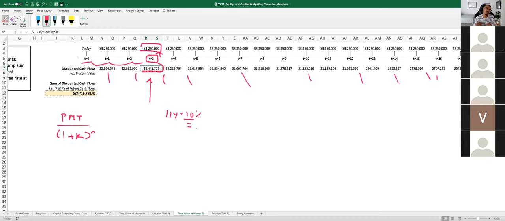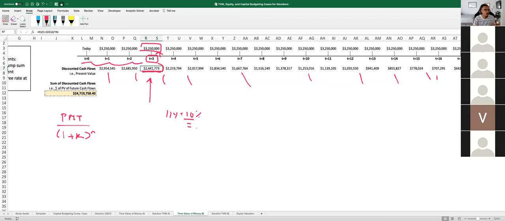So technically, what this is telling you is that you don't necessarily need $3.25 million 3 years from now. All you need is $2.4 million today to make the same amount of money. That's a powerful idea. That means that $3.25 million, a static amount in 3 years, is only really worth 2.4 today if you invested at that interest rate of 10%. I'm gonna let you sit on that.